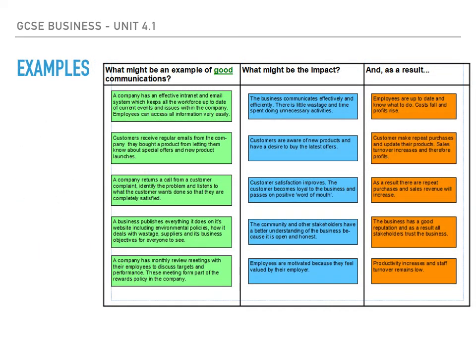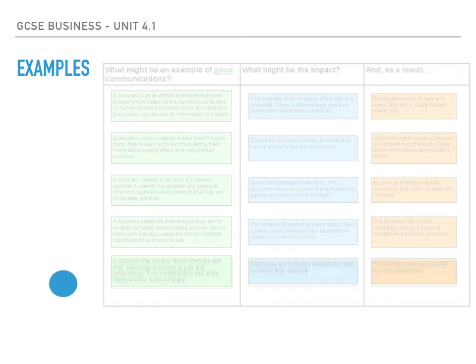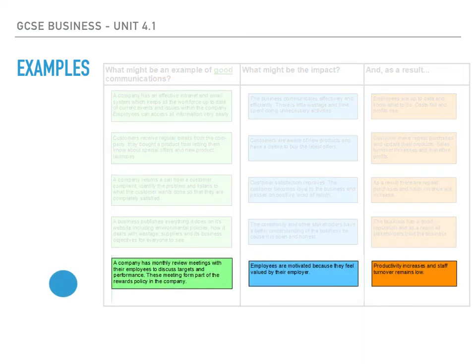So let's have a look at some examples of the types of effects that businesses might achieve as a result of good communication. The table here shows examples of good communication and what the impact of these might be. I'm choosing one to focus on. So, a business has monthly meetings face-to-face with employees to discuss targets and performance. This process is called appraisal.